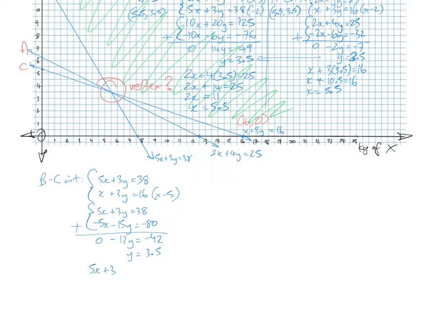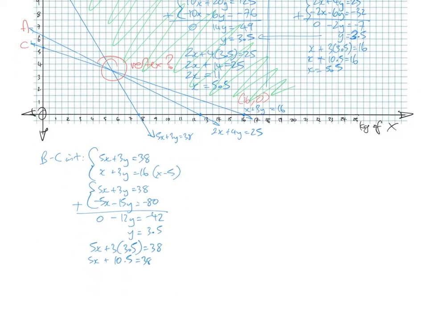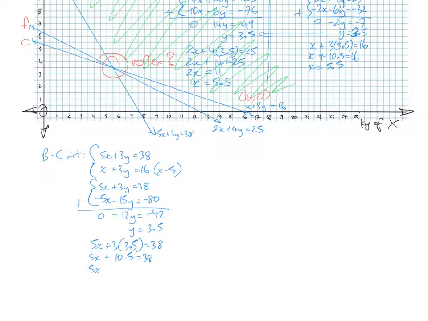5x plus 3y equals 38. 5x plus, what's 3 times by 3.5? 10.5 equals 38. 5x is equal to 38 take 10.5, 27.5. X is going to be 27.5 divided by 5, 5.5. So now we know that B and C also cross over at 5.5 and 3.5.